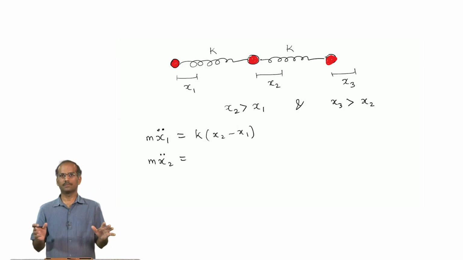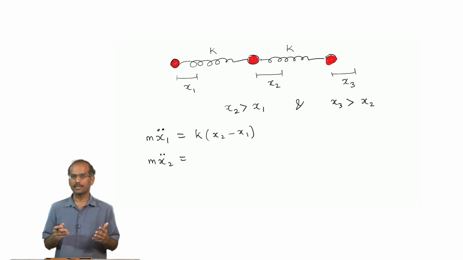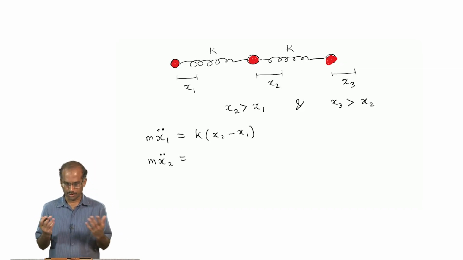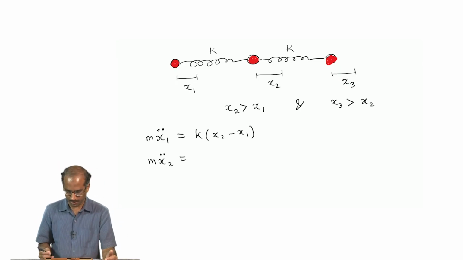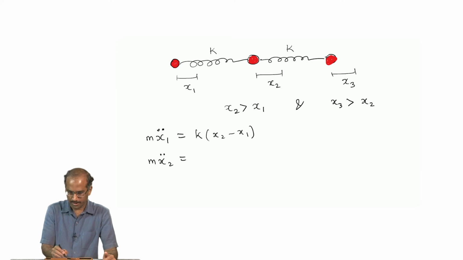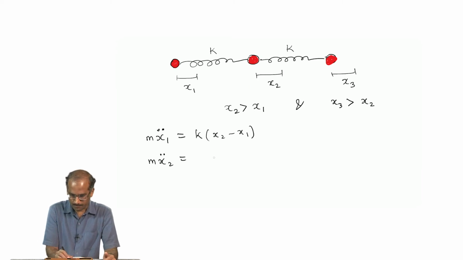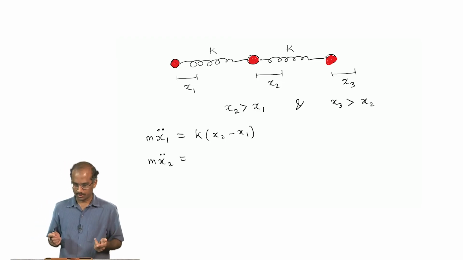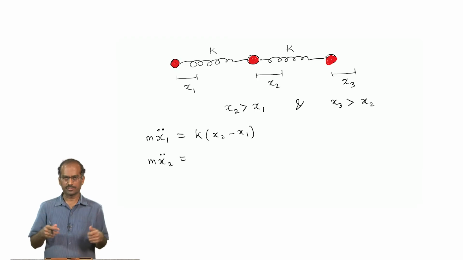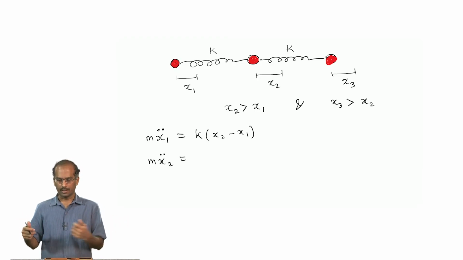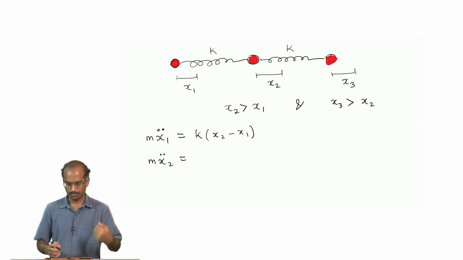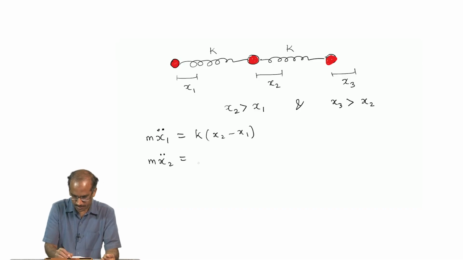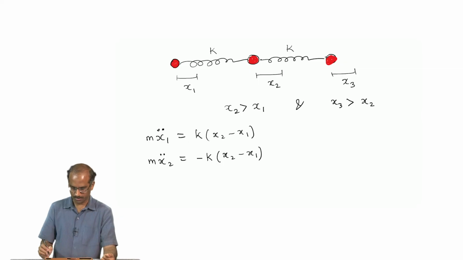In this case, the second particle is affected by both the springs on either side. So, it is going to have an additional term. Since we have assumed x2 is greater than x1, x2 minus x1 is positive, which means that the first spring has elongated and is going to pull back the middle particle. It is going to bring it in this direction. Hence, I will call it minus k into x2 minus x1.